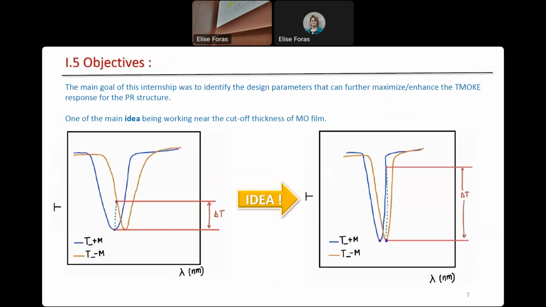What was the idea? It's to work near the cutoff thickness of the films. Cutoff thickness is the thickness below which we lose our guided mode, so we have to be careful. If I decrease the thickness of my magneto-optical film, as you can see here, the full width at half maximum of the transmission curve decreases. Also, the amplitude of my curve increases. This results in a greater difference between transmission and reflection, and hence greater TMOKE values. But I have to be careful in designing various parameters.